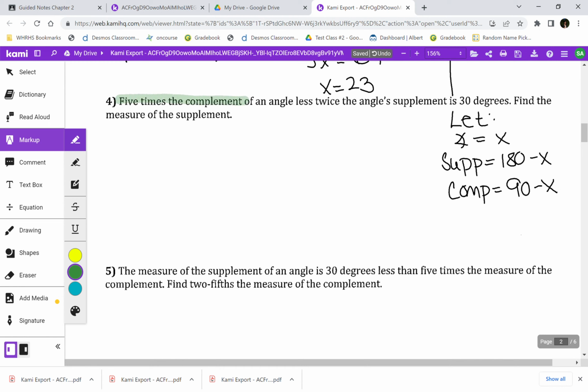5 times the complement of an angle. Tell me, how am I translating that into mathematical symbols? 5 times the complement of an angle. Someone knows.